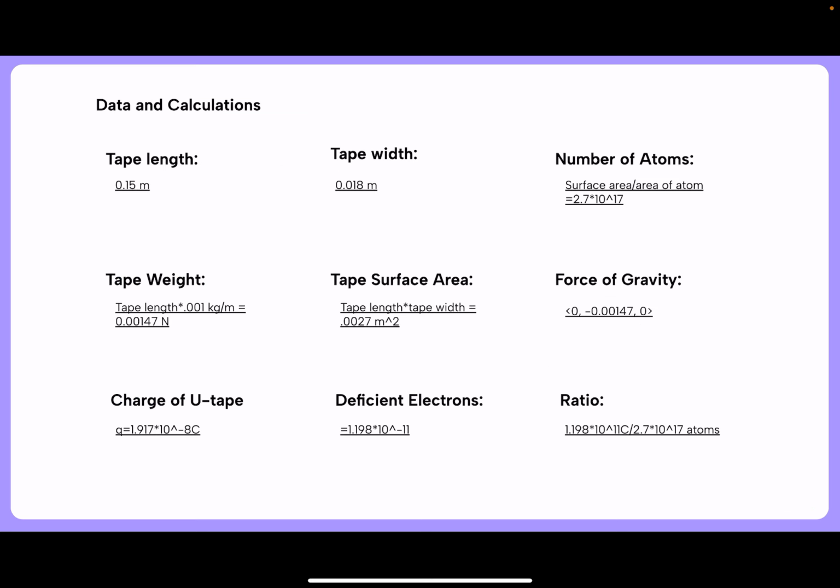These were the main data and calculations that we went in with. The key measured and calculated values included the tape length, as seen below, the tape width, the surface area, and the tape weight, as seen on the slide. Using those, we calculated the charge Q, which was equal to 1.917 times 10 to the negative 8th coulombs, as well as the charge per atom, calculated as 1.198 times 10 to the 11th coulombs over 2.7 times 10 to the 17th atoms to get a ratio.